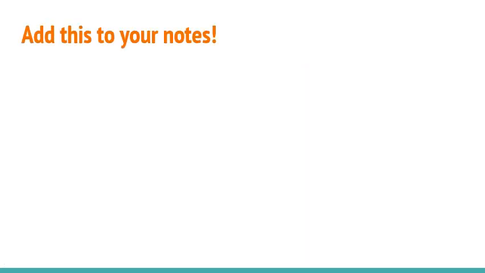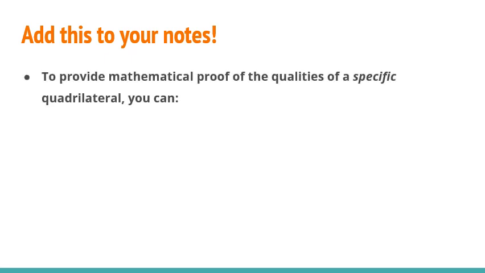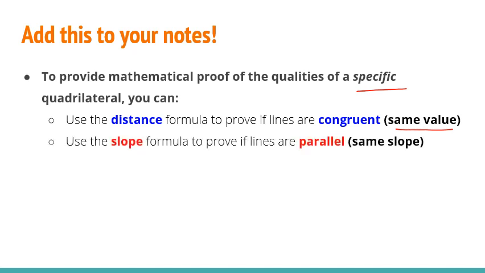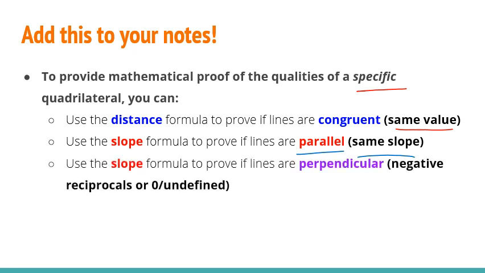All right, I would add this to your notes. To provide mathematical proof of the qualities of a specific quadrilateral, or any shape really, it doesn't have to be a quadrilateral, you can use the distance formula to prove if lines are congruent. You're looking for the same value. You can use the slope formula to prove if lines are parallel. If they have the same slope, they're parallel. You can also use the slope formula to prove if lines are perpendicular. Remember, we're looking for either negative reciprocals or zero and undefined slopes. Either of those situations will give you perpendicular lines.